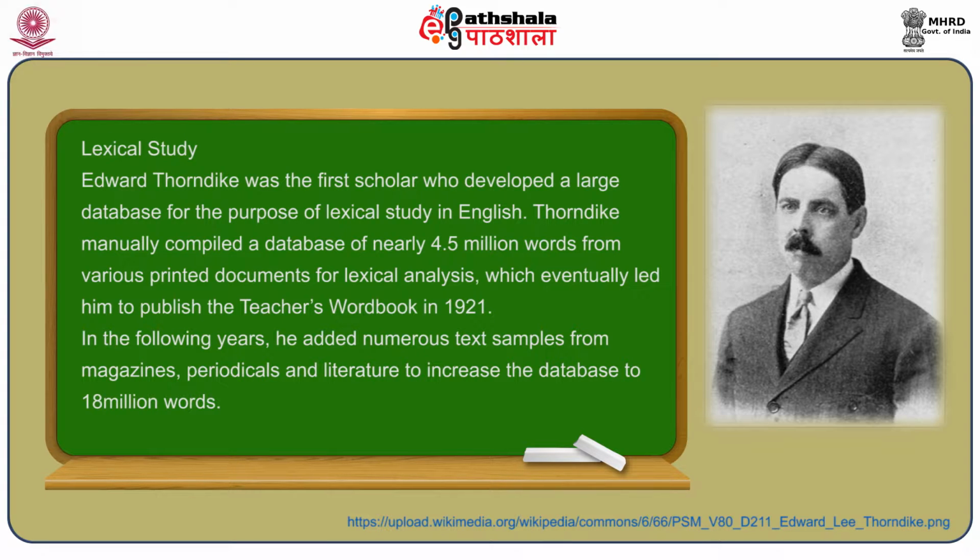In the following years also, he added numerous text samples from magazines, periodicals, and juvenile literature to the existing database to turn it into a huge database of 18 million words. So 1921, he compiled this, and eventually subsequent analysis of the data he collected resulted in publication of the Teacher's Handbook of 30,000 words that contained several word lists showing the relative frequency of occurrences of words in various text types. So the whole credit goes to Edward Thorndike because he was, perhaps, the first scholar who collected this.